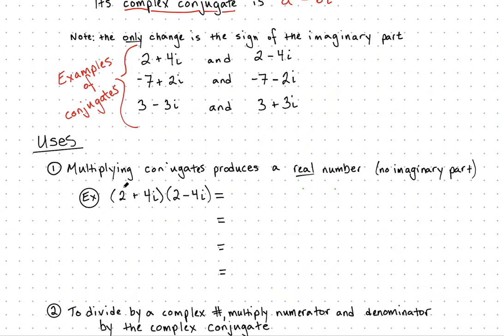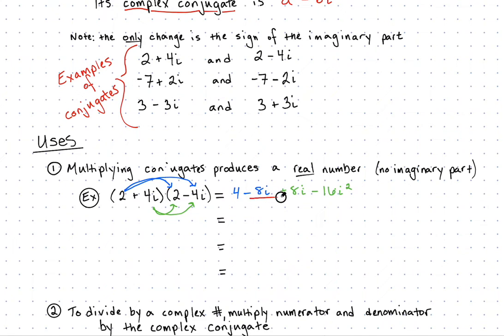So I'll start with distributing. I'll do this one by distributing. We'll do some more later with the box method. But 2 times 2 is 4. And 2 times minus 4i is minus 8i. And then we'll distribute on the other side our 4i. 4i times 2 is plus 8i. And 4i times negative 4i is minus 16i squared. So we're starting to move.